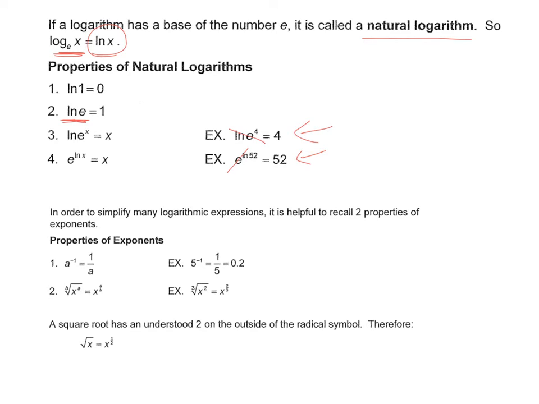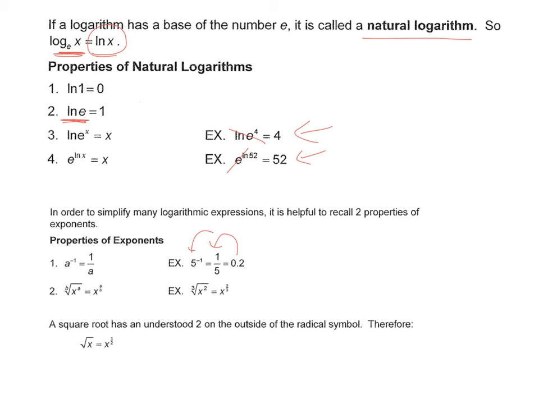The first one is a to the negative 1 equals 1 over a. When you have a negative exponent, it flips the number over. So for example, if I have 5 to the negative 1, that's 1/5. You can also think of that in decimal form as 0.2. They do that to you sometimes in the homework. They give you the decimal, and you've got to work backwards and come up with that that's really 5 to the negative 1.